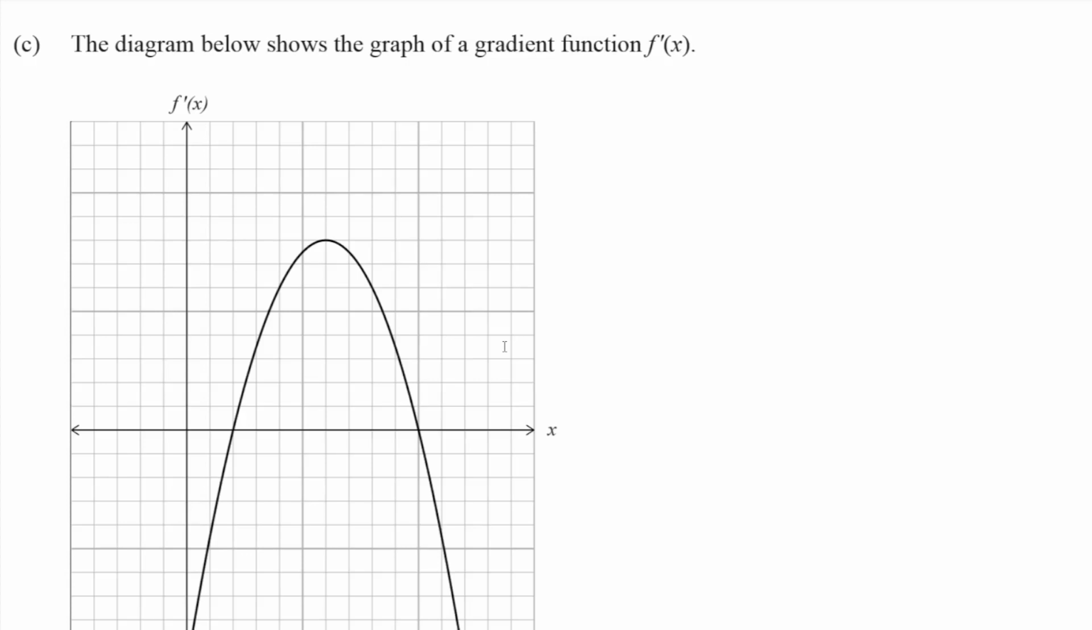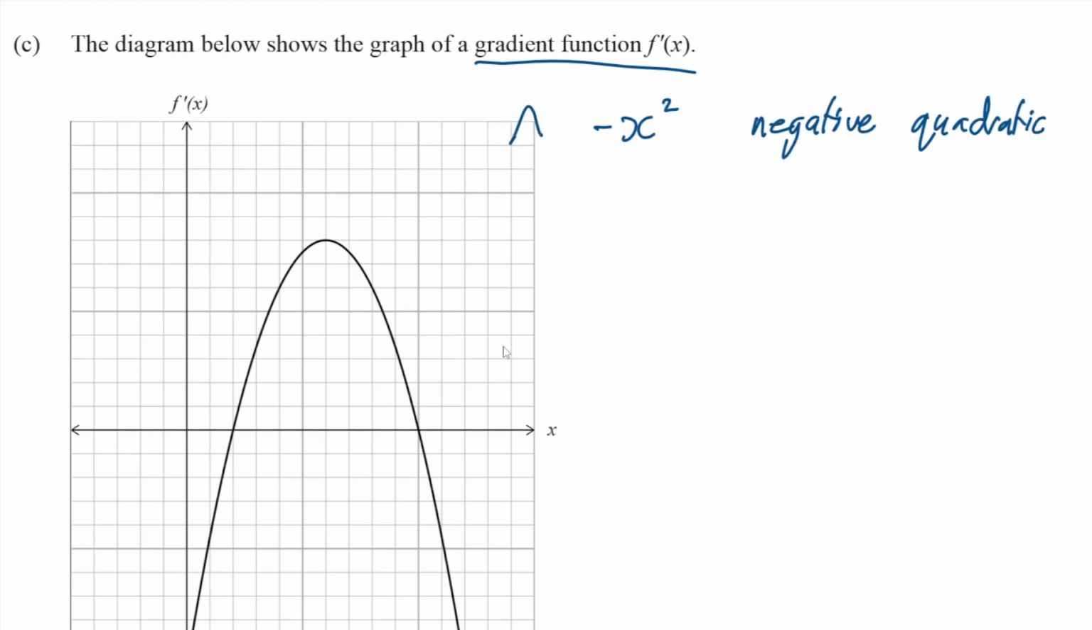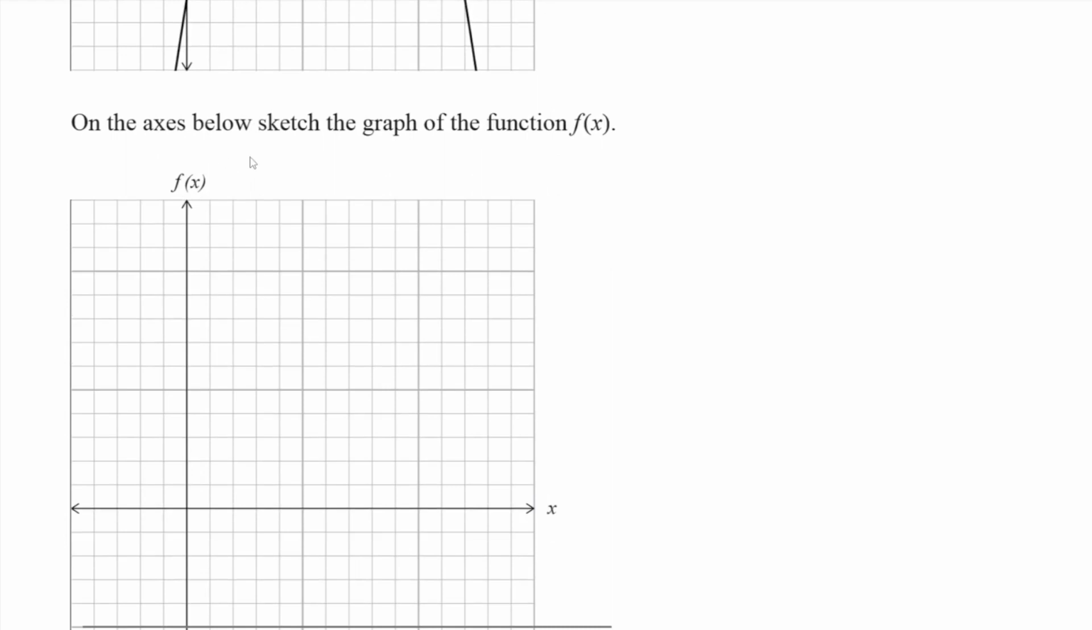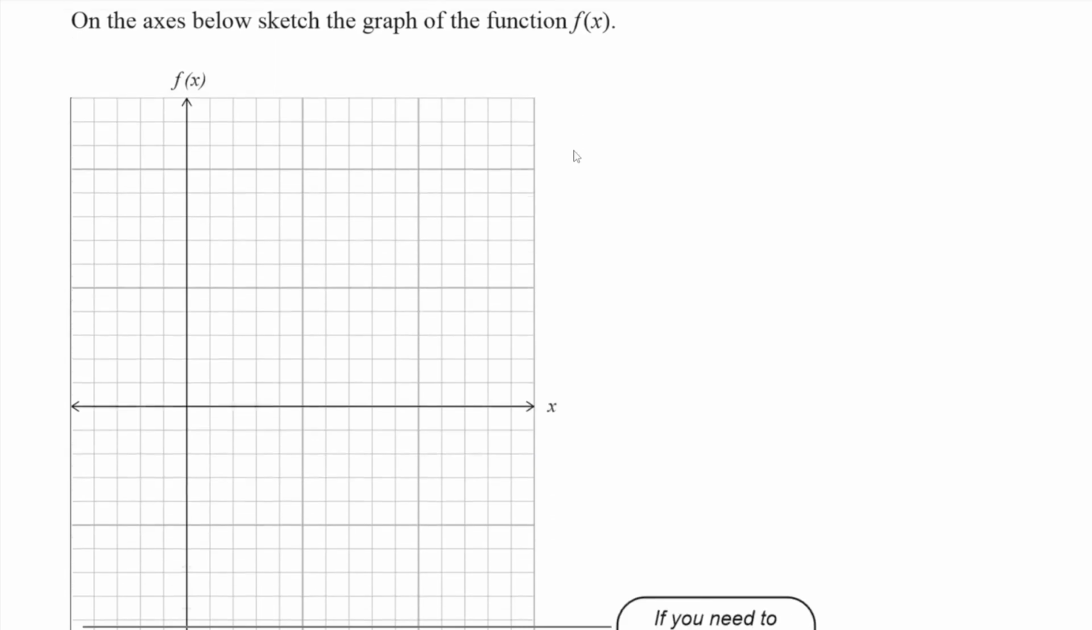So this is the gradient function, f prime of x, and looking at the graph, we can see that it is a negative quadratic, or parabola, right, with that shape. And so we're given the gradient function. The question asks us to sketch the graph of the original function, f of x.